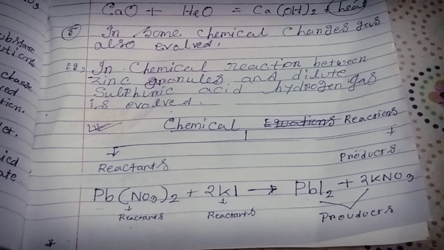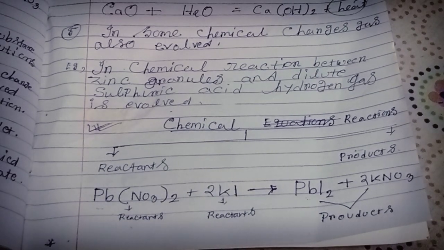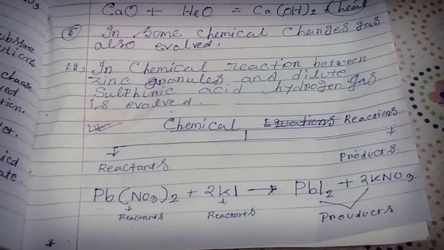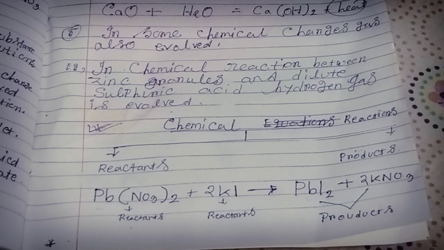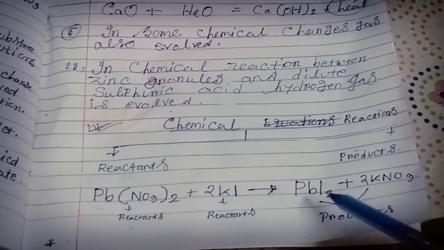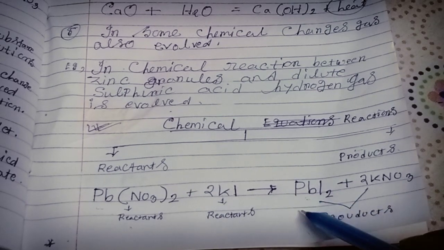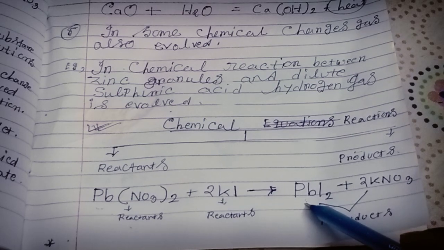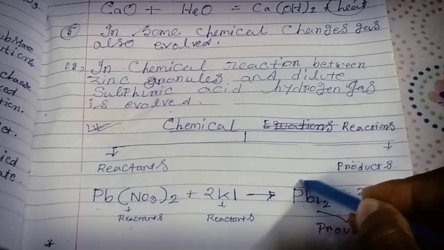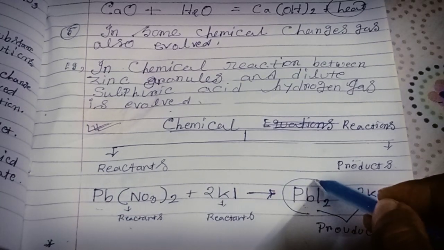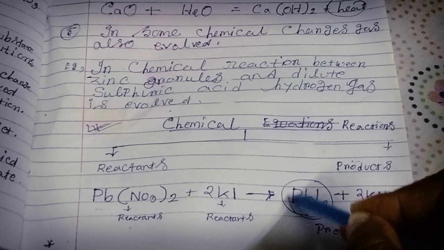Next I am going to discuss characteristics of chemical changes. In some chemical changes, we see the formation of a precipitate. Again I am taking this example. Here we can see the formation of lead iodide, and this lead iodide is solid in nature and yellow in color. So this lead iodide is called a precipitate.